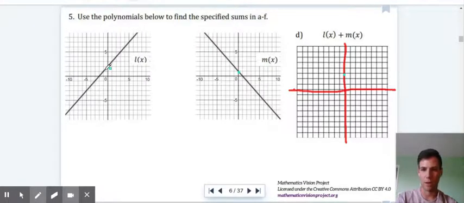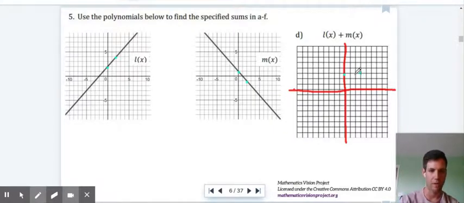And then we're going to go maybe by 2s, and once we have enough points, we'll see if we can draw a line. So at 2, I'm at 4 over here, and -1. So 4 on the y-axis plus -1 on the y-axis would be 3.